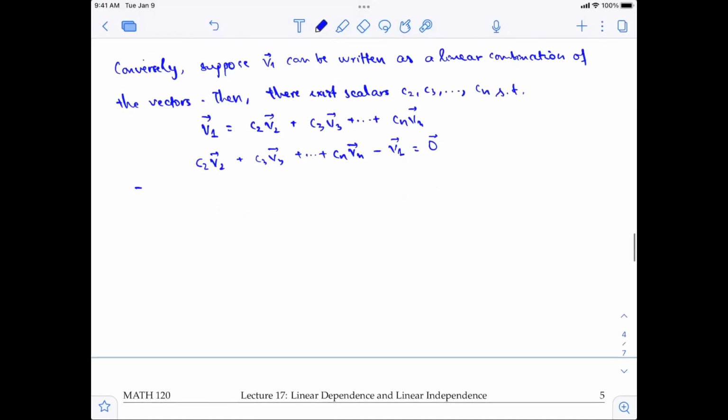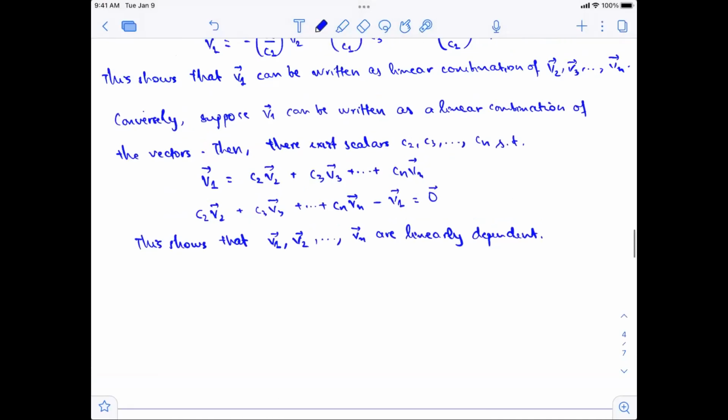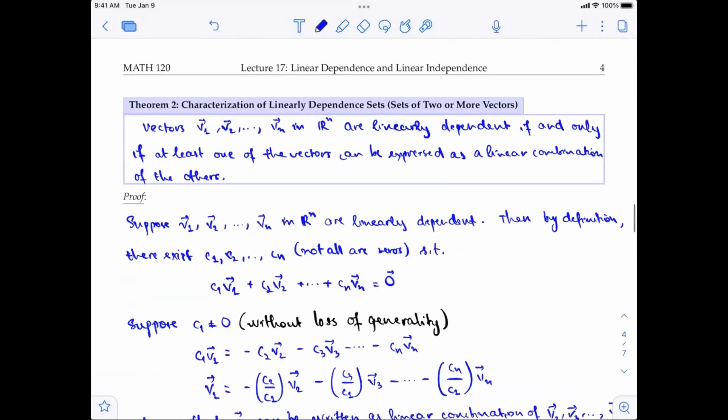Then this shows that V1, V2 up to Vn are linearly dependent. All right, so this is the fun proof one. So we just proved this theorem that says n vectors are linearly dependent if and only if at least one of the vectors can be expressed as a linear combination of the other vectors. All right.